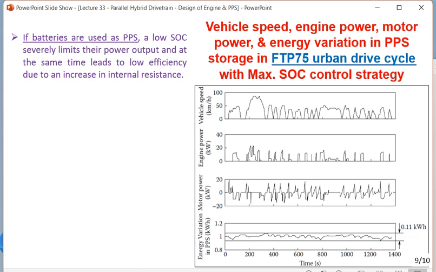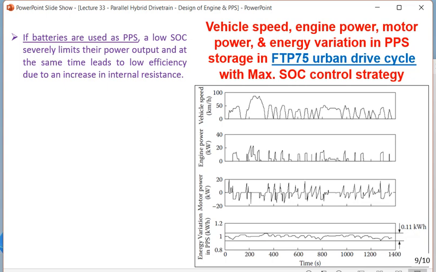In this FTP 75, the primary source is always the engine. So there is the engine power graph. The secondary source can be a battery, an ultra high speed flywheel, or an ultra capacitor. What are the comments for each of those sources as the secondary power source? That we are going to see in this slide.